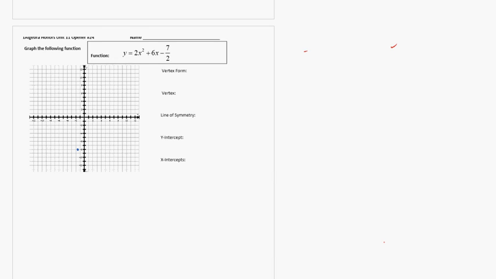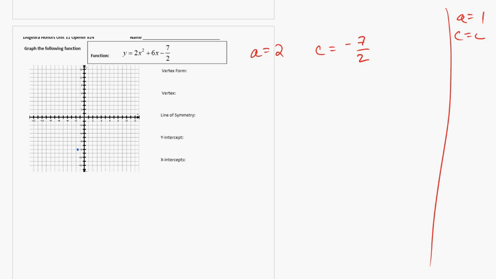Alright, okay, so we're going to keep building up a little bit more complicated. In this case we have an a value of 2, and we have a c value of a fraction, -7/2, -3.5. Again, to complete the square, we need a to be 1 and we need c to be 0. So let's get us there. y equals 2x squared plus 6x minus 7/2.